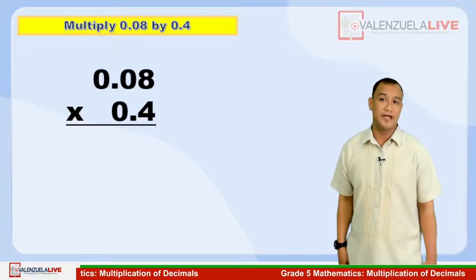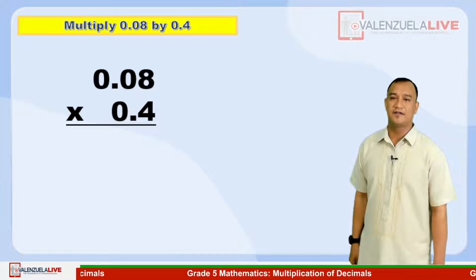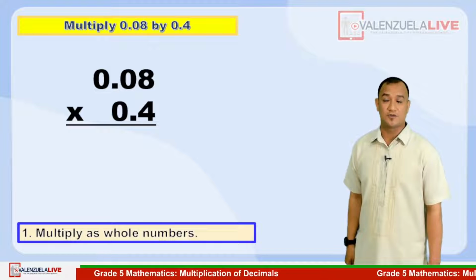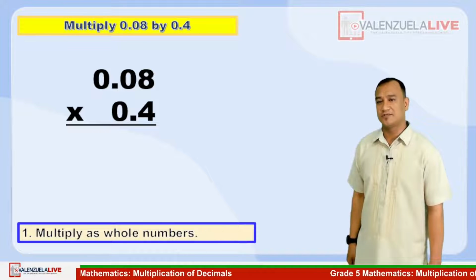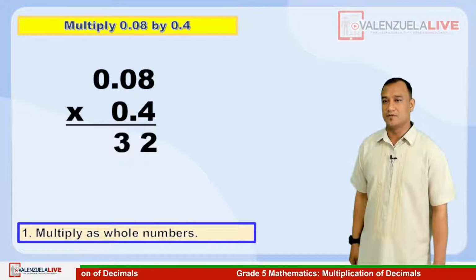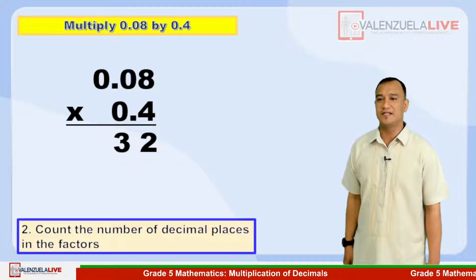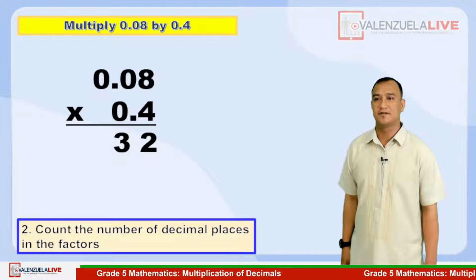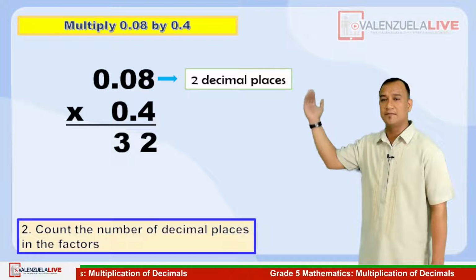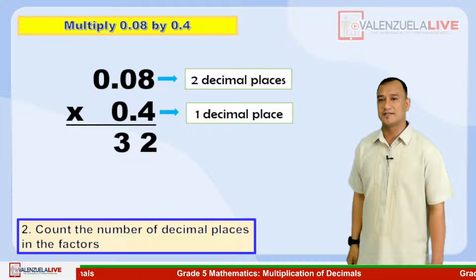Next problem or next given. Multiply 8 hundredths by 4 tenths. So let's begin. Multiply as whole numbers. So let's multiply 4 and 8. It is equal to 32. Next, for our second step, count the number of decimal places in the factors. So we have here, in the first factor, 2 decimal places. On the second factor, we have 1 decimal place.